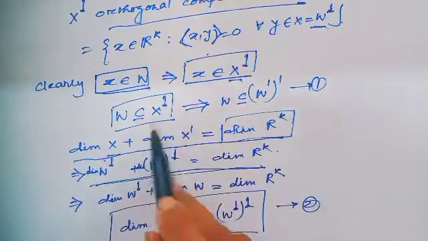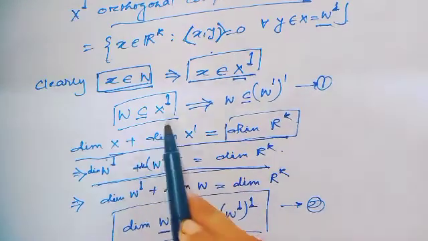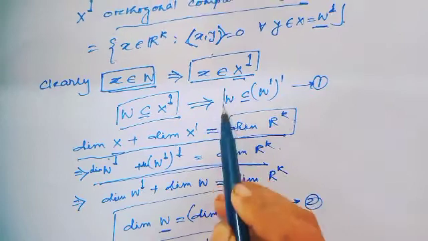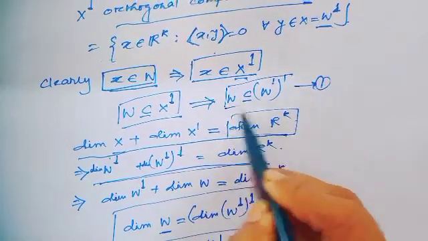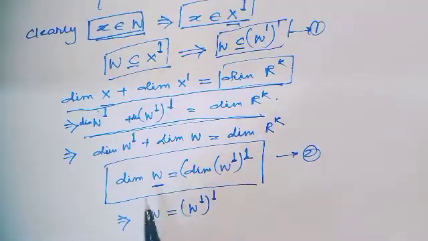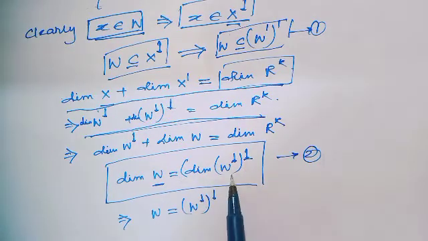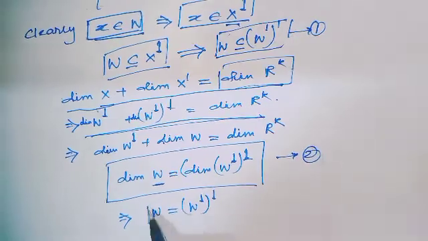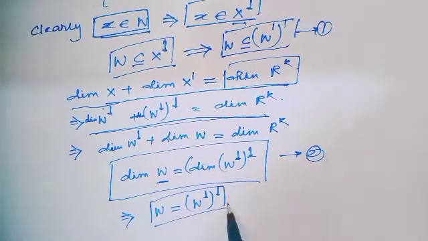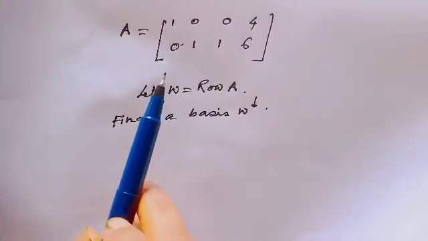And from this expression, W is contained in X perp, which implies W is contained in W perp perp. Since the dimension of W and the dimension of W perp perp are the same, that means W equals W perp perp. We will see one example.